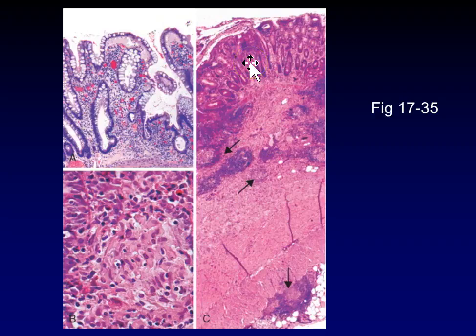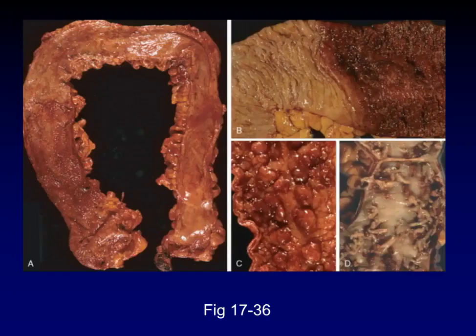On the right, you see some transmural inflammation, and down at the bottom you see a granuloma. Granulomas in Crohn's can be pretty subtle. That can be hard to find.